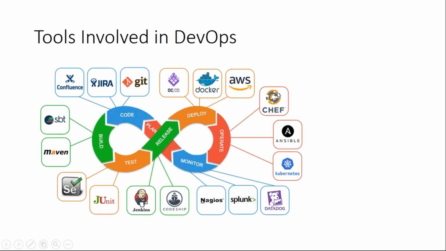Anyway, once deployment is done and the application is running, what's next? Monitoring. Obviously, Nagios is there, the tool I have given here. Splunk is there. Those are the tools we'll use, and we'll get some feedback. Then again, it will go to the planning phase. So these are the tools.